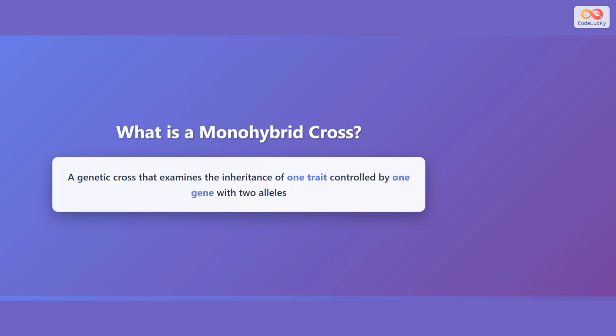A monohybrid cross is a genetic cross that examines the inheritance of one trait controlled by one gene with two alleles. This simplified approach allows us to predict and understand the basic patterns of inheritance. By studying just one characteristic, we can clearly see how genes are passed down and expressed in offspring.